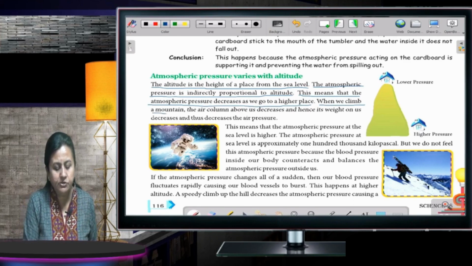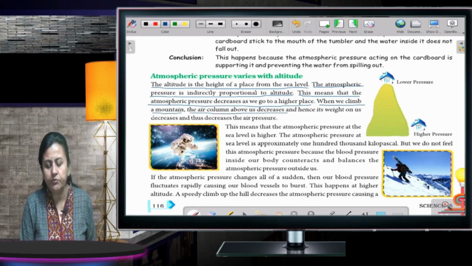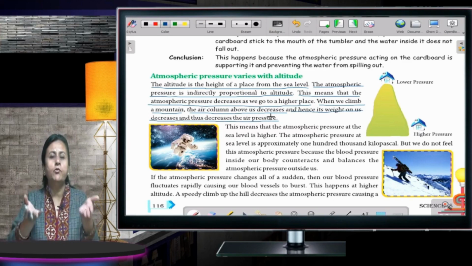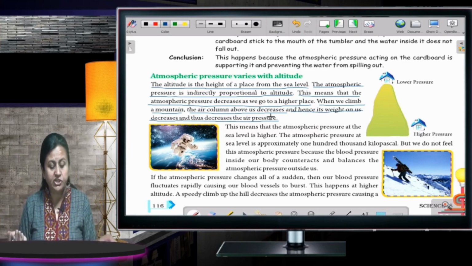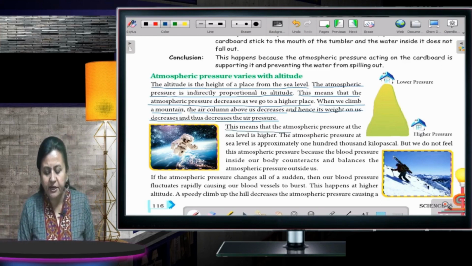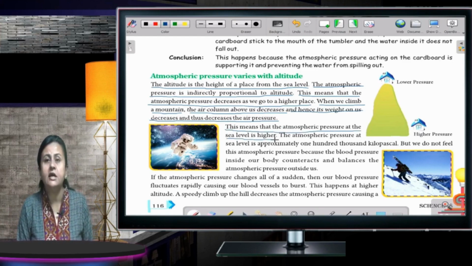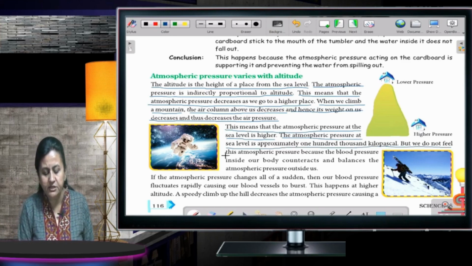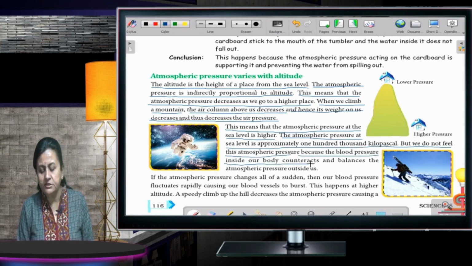When we climb a mountain, the air column above us decreases, and hence its weight decreases, and thus decreases the air pressure. As we keep on moving up, what will happen? The atmospheric pressure will keep decreasing. This means that the atmospheric pressure at sea level is higher, approximately 100,000 pascal. But we do not feel this atmospheric pressure because the blood pressure inside our body counteracts and balances the atmospheric pressure outside us.